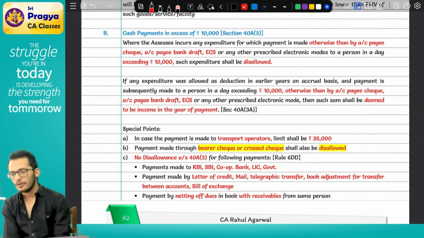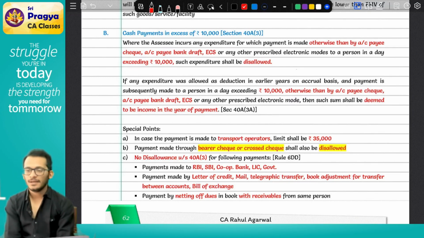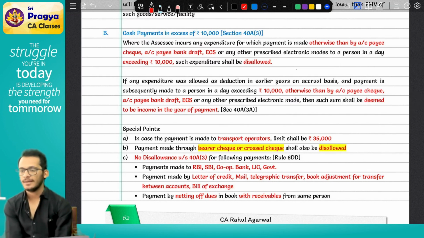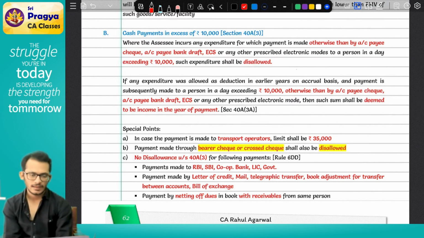Be very careful. What we are talking about right now is only those expenses claimed in P&L. Rahul, if it was a capital expenditure, check depreciation. Rahul, if it was a specified business, check 35AD. Rahul, if it is claimed in P&L, come here. You will not touch this section unless it is a P&L item. If it is a capital item, don't come to this section at all. Yes or no? Yes. Next.